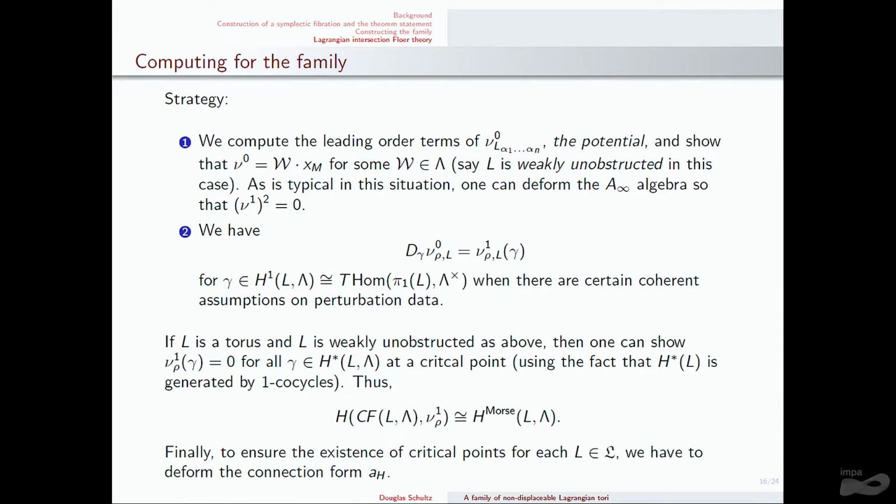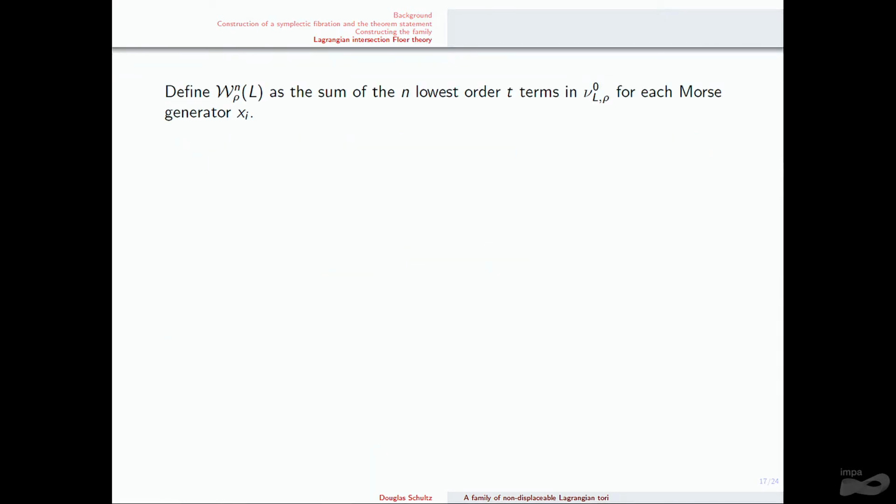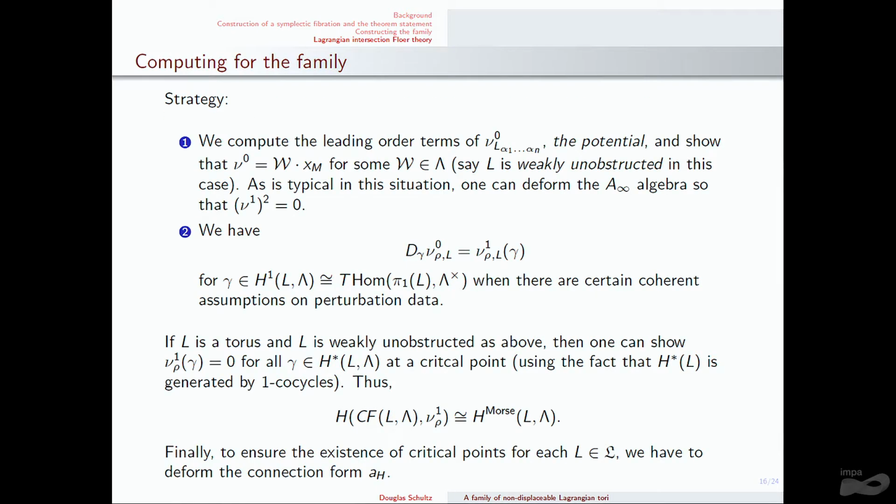And then finally, so this is great and all. To ensure the existence of critical points for each L in our family, we're going to have to deform the connection a bit to get these disks that appear to match up. Okay, and then so how to do that?